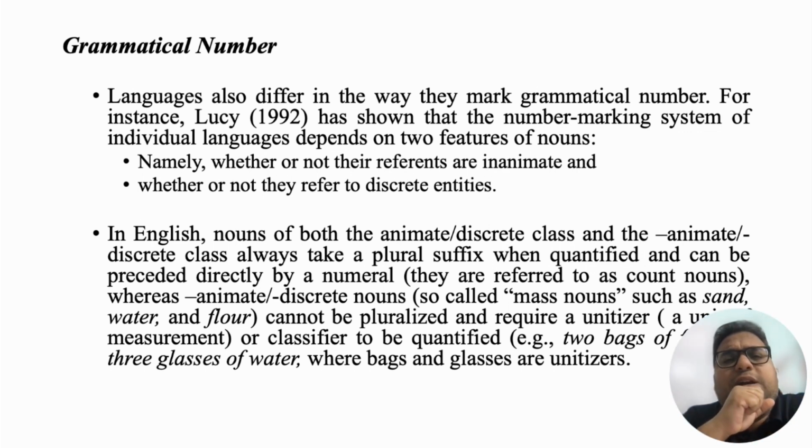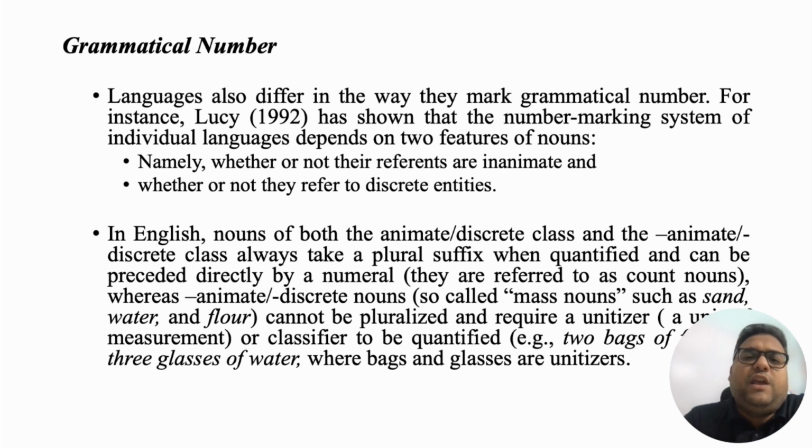Now, if you look at English, and I'm sure a bunch of you watching this lecture are proficient in English, nouns of both the animate discrete class and the inanimate and indiscrete class can always take a plural suffix when quantified and can be preceded directly by a numeral. Say, for example, they can be referred to as count nouns. Whereas inanimate and indiscrete nouns, so-called mass nouns such as sand, water, and flour, cannot be pluralized, and they would require an extra unitizer or classifier to be quantified.